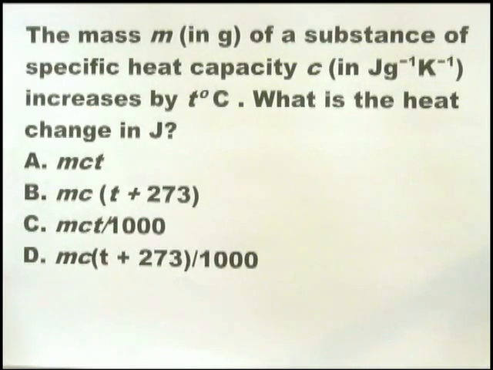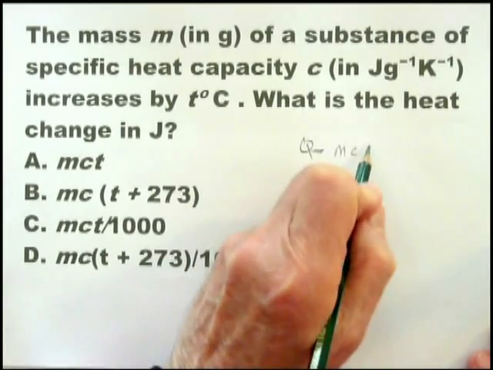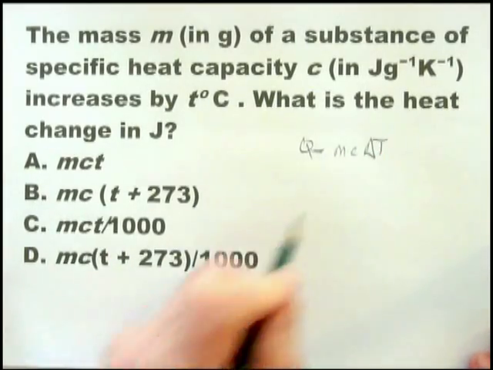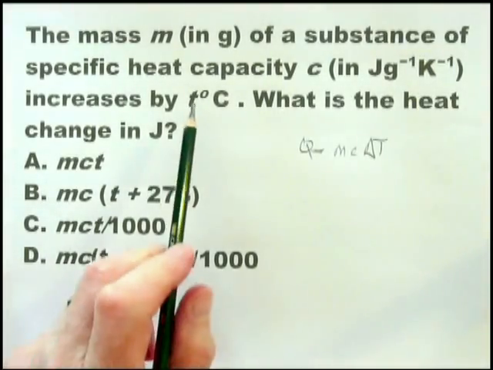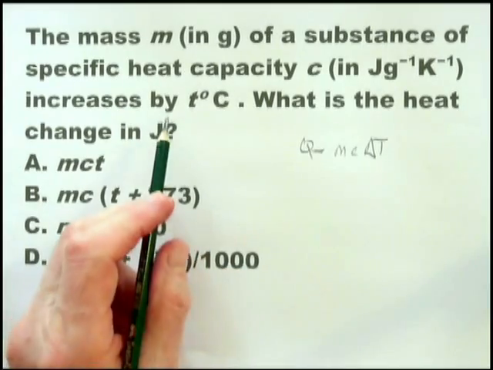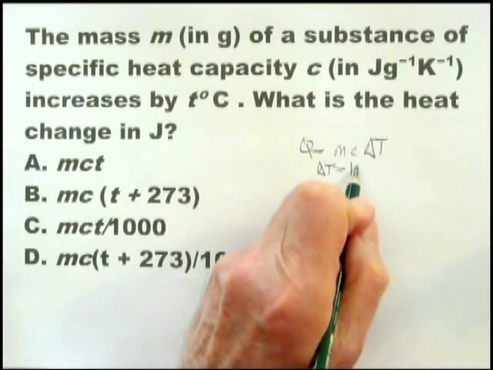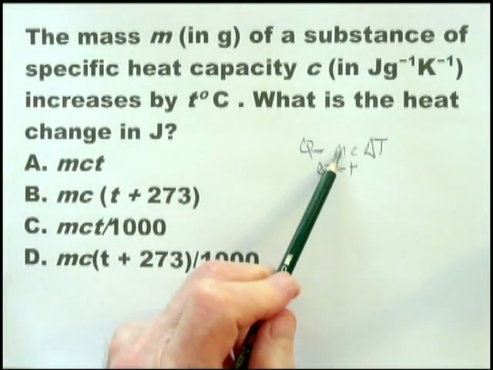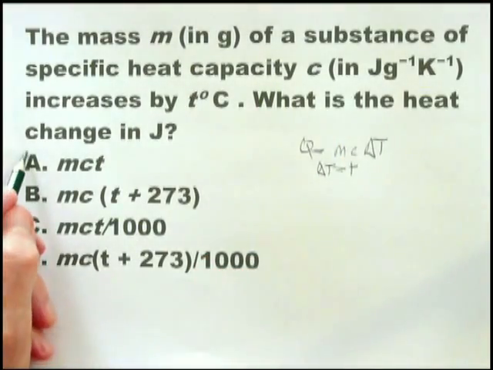Okay, when you look at this, you must immediately think of the equation Q equals mc delta T. Maybe you don't need to write it down, but you must immediately think of it, and they have told you that the temperature increases by T. So delta T equals T. And they've said the mass is m and the heat capacity is C. So therefore the answer is A.